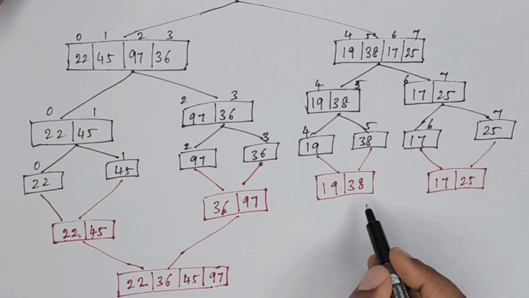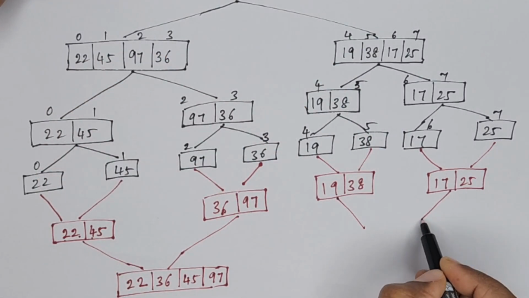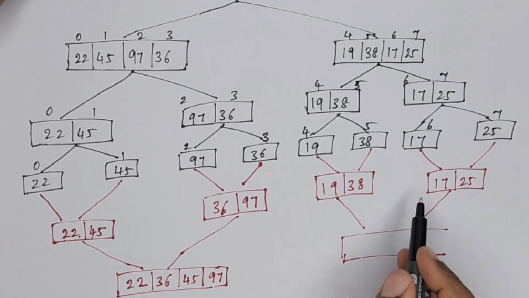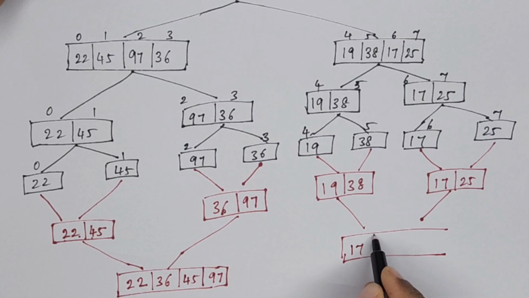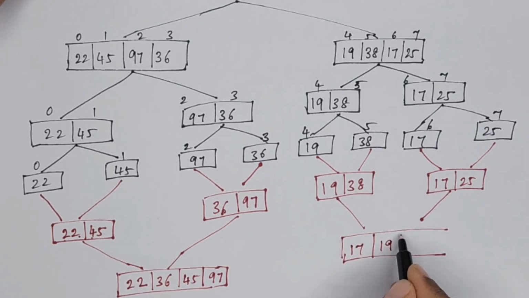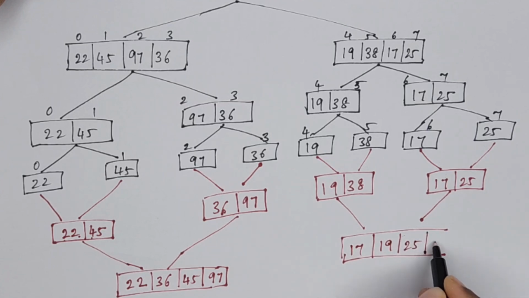So now we have to sort these two arrays. When we sort these two arrays, we'll get 19, 17. Smallest element is 17. Now 19, 25. Now 19 is the smallest element. Now 38 to 25. 25 is the smallest element. Then 38. So now again we have to sort.